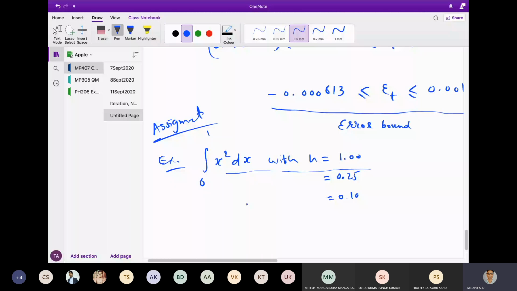So take it with 3 different step sizes, 1, 0.25 and 0.1.